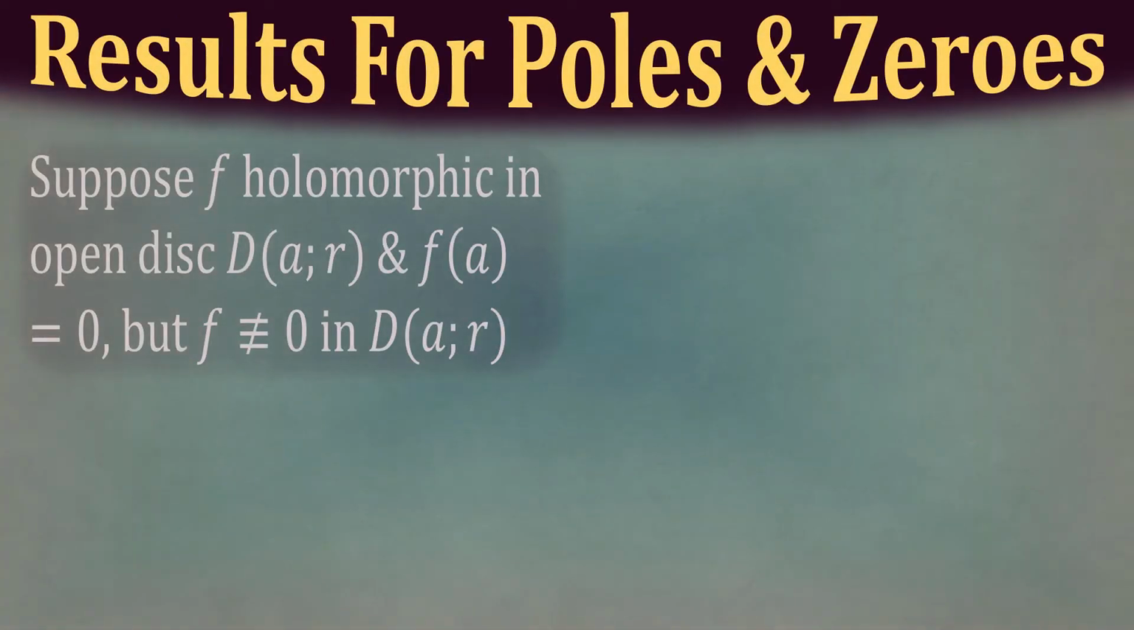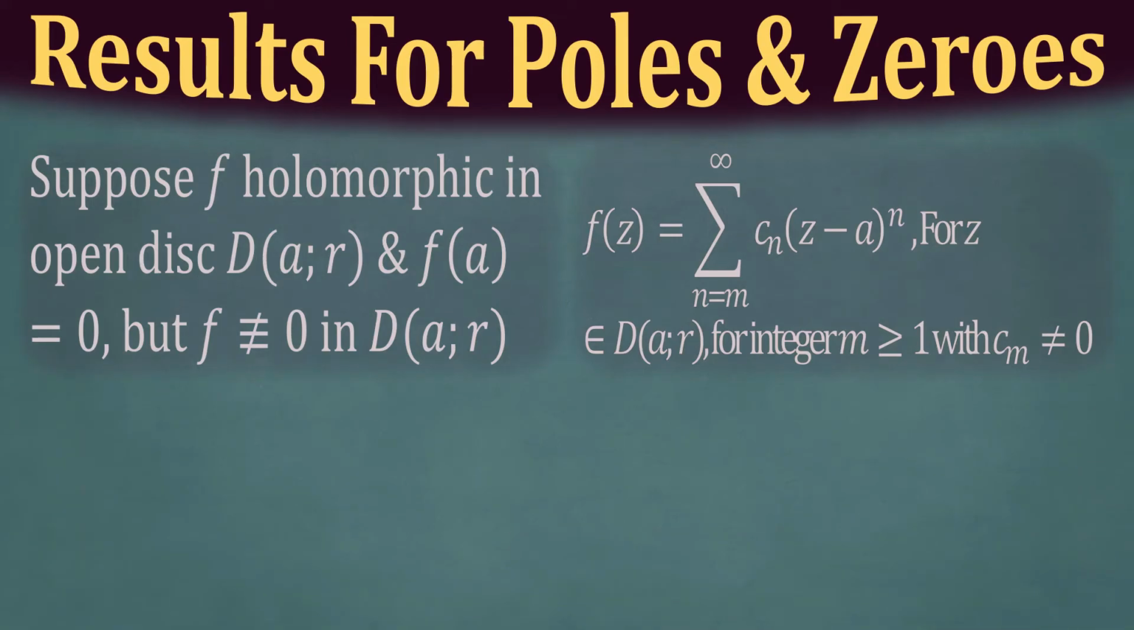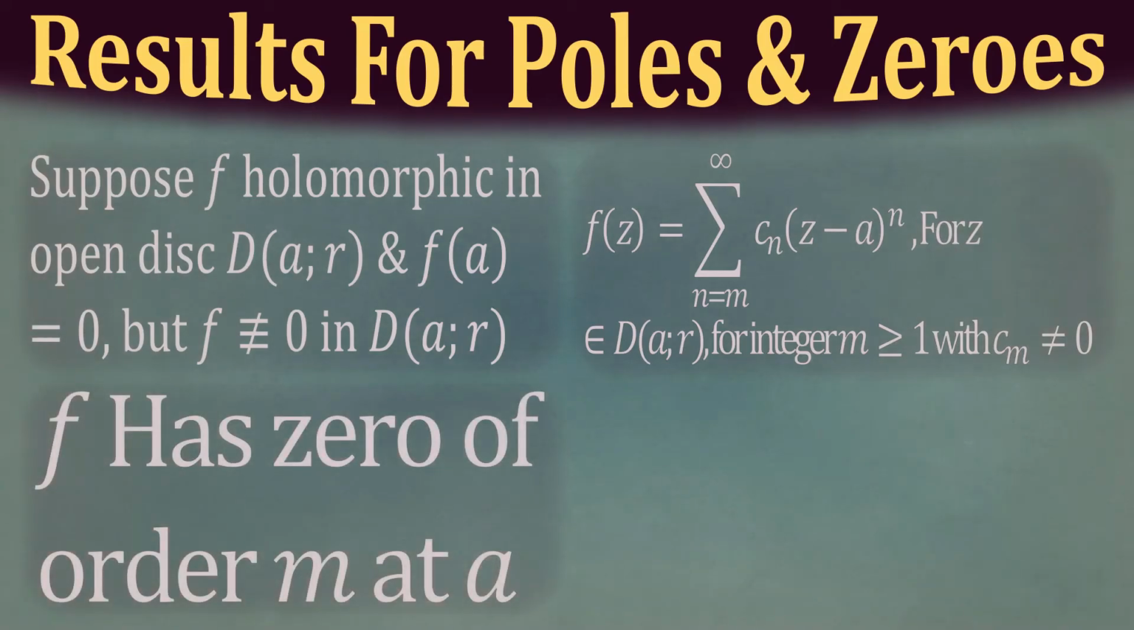Suppose that f is holomorphic in an open disk D(a, r), and f(a) is equal to 0, but f is not identically equal to 0 in the disk D(a, r). Then f has a Taylor expansion f(z) = the sum from n equals m to infinity of c_n (z − a)^n for z in the disk centered a radius r, for some integer m greater than or equal to 1 with c_m not equal to 0. In this case, we say that f has order m at a.